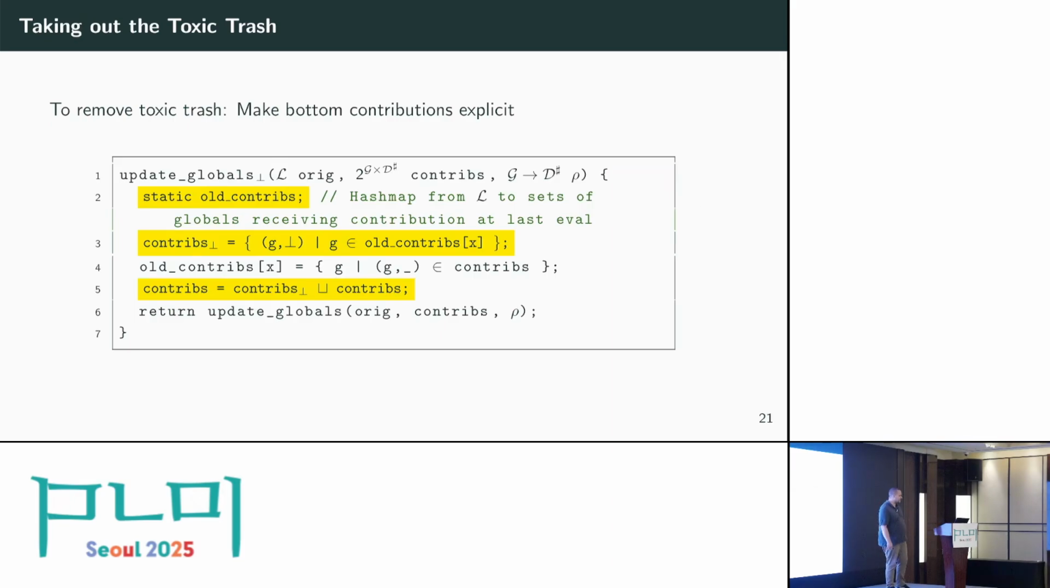Now, how can one get rid of this toxic trash? And the idea actually here is surprisingly simple. It suffices to make contributions that are no longer happening explicit. So we basically wrap our update rule in another update rule that records, for the last time I evaluated this, which unknowns received contributions. And if now something doesn't receive a contribution anymore, I explicitly record a bottom contribution, which will then cause a narrowing and which will cause this toxic trash to disappear.